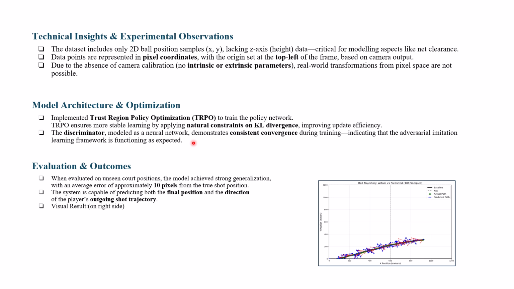Model architecture. It was implemented using TRPO to train the policy network because it ensures more stable learning by applying constraints on KL divergence, and it improves update efficiency. And finally, the discriminator demonstrates consistent convergence during training.